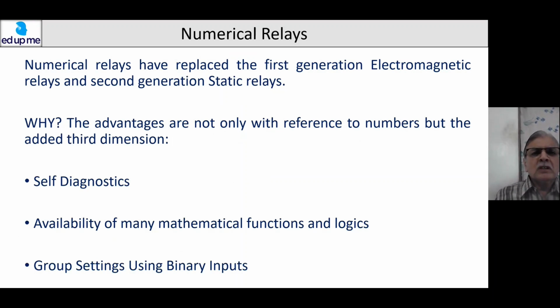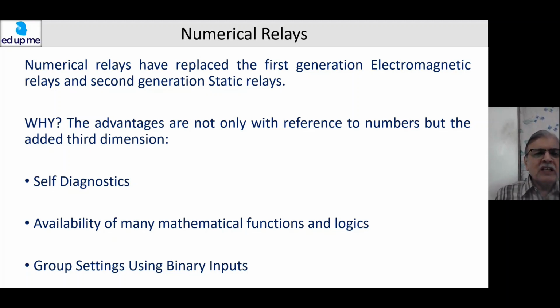So numerical relays have replaced the first generation electromechanical and second generation static relays. Why has that happened? This is because of manifold advantages, not only with reference to quantity, that is the number of advantages, but also an added third dimension to the whole philosophy.